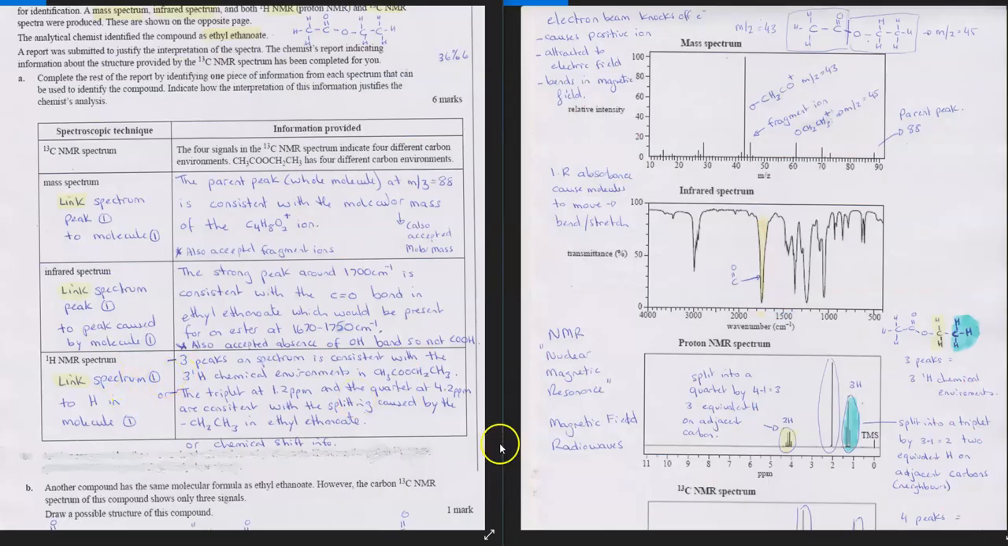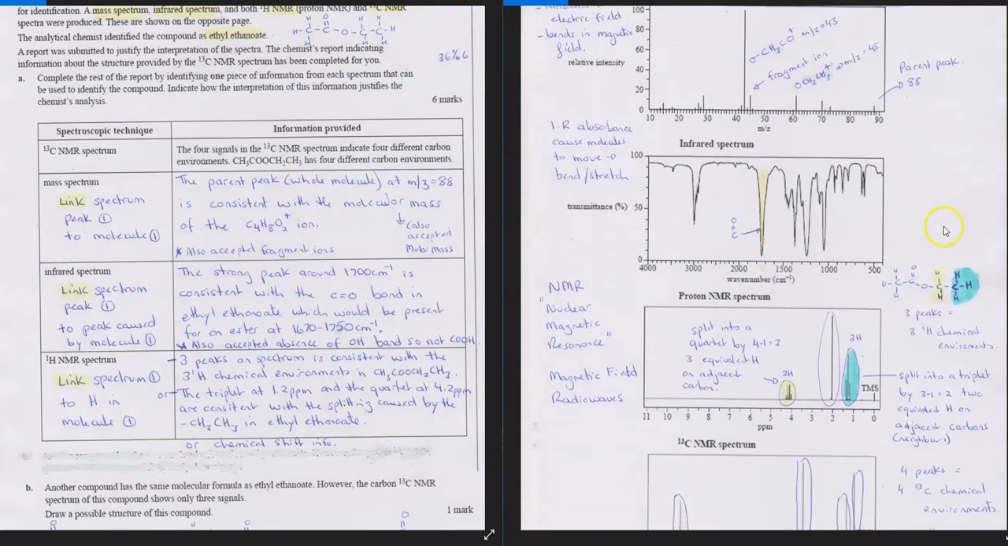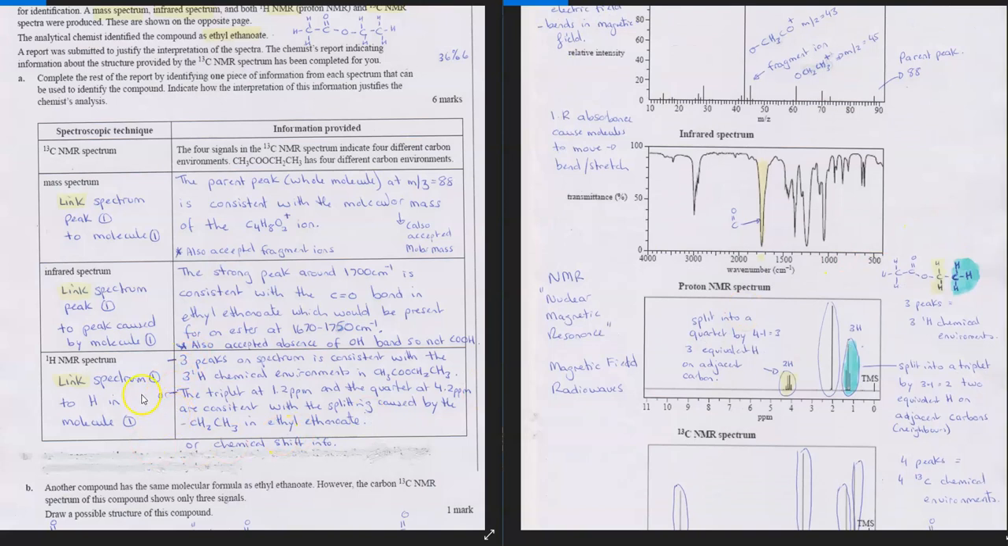On the hydrogen NMR, there's a whole lot of things that you could have said about this, and you didn't need to say all of them. If you'd said this one correctly: there are three peaks. The first thing you look at is that you've got three peak areas, which means that there are three hydrogen chemical environments. So there are three peaks on the spectrum, which is consistent with three hydrogen chemical environments in the molecule. So link the spectrum to the molecule.